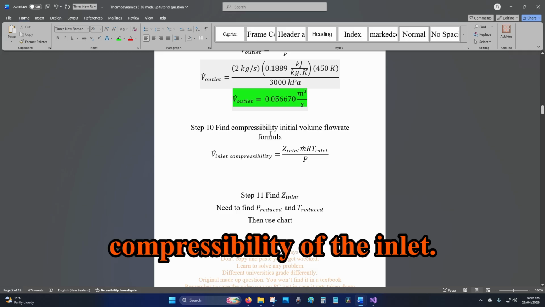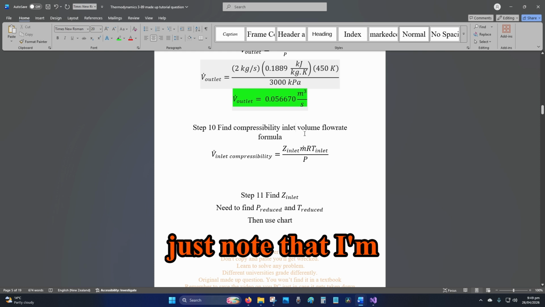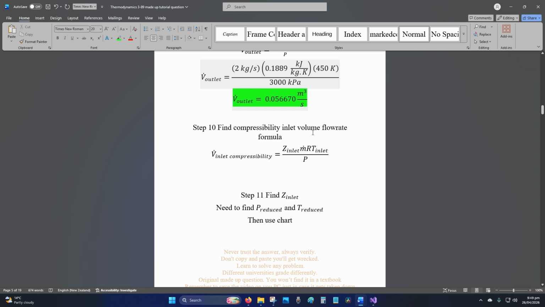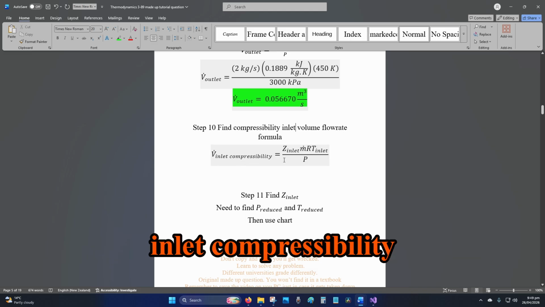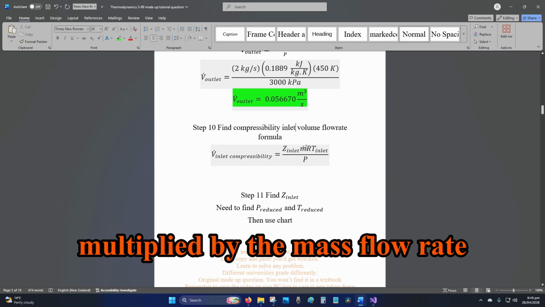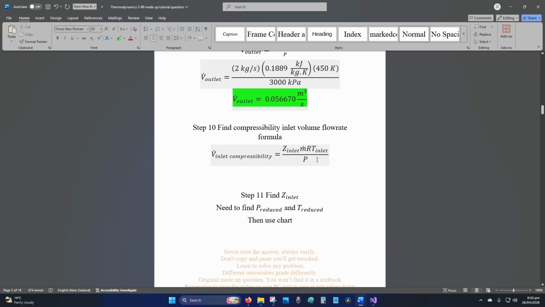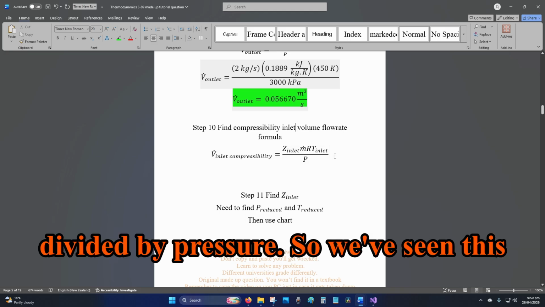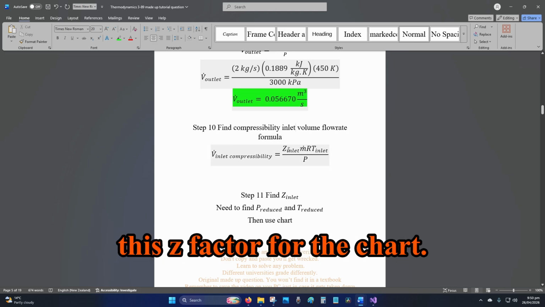Step 10, find the compressibility of the inlet. I do apologize. I've written initial, but just note that I'm going to change it to inlet. Okay, so the volume flow rate of the inlet compressibility is equal to the Z factor multiplied by the mass flow rate multiplied by the gas constant multiplied by the temperature divided by pressure. So we've seen this before, but now we've got this Z factor for the chart.